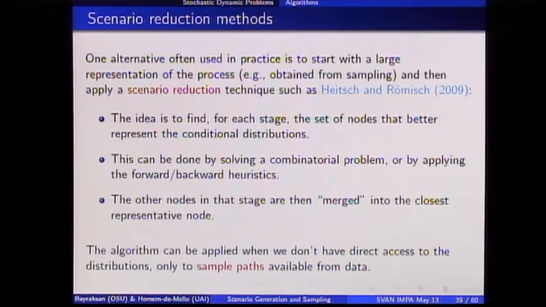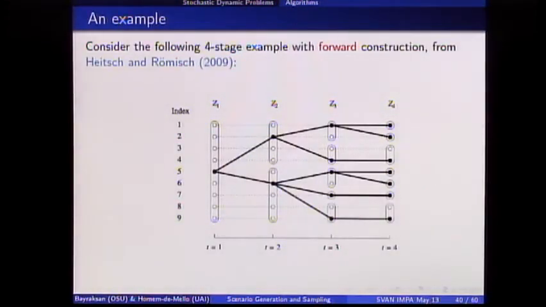And we're going to illustrate this with a figure. So here's how the algorithm works. This picture is taken from the paper by Heitsch and Römisch. This is a forward construction. Here we start with 9 sample paths. Those are just sample paths from the process. There's no tree construction whatsoever. Think of these 9 lines as data. You collect nine different sample paths. Now you want to make a tree out of those sample paths.